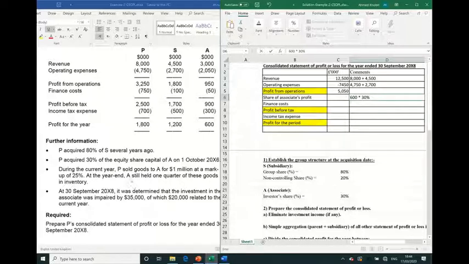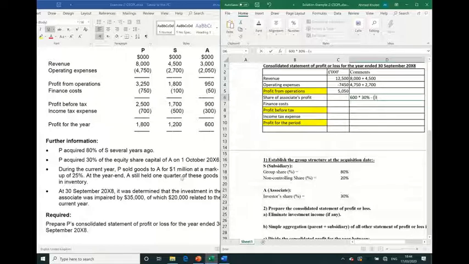So during the current year, B sold goods to A for 1 million at a markup of 25%. This is intra-group trading, and for intra-group trading, the associate is considered as outside the group. So in this case, intra-group trading will not affect the revenue and the cost of goods sold. The only impact here on the associate profit is the unrealized profit on inventory. So we have 1/4 of the goods still in inventory, and this will impact the associate profit.